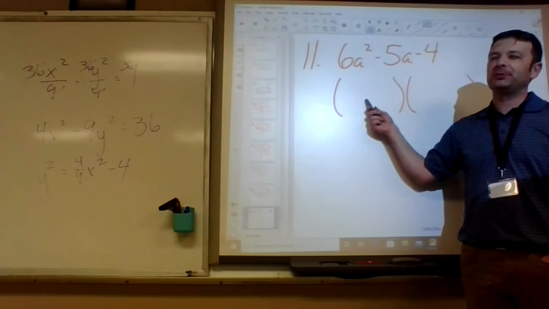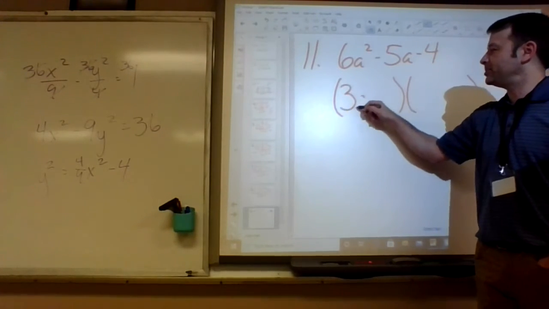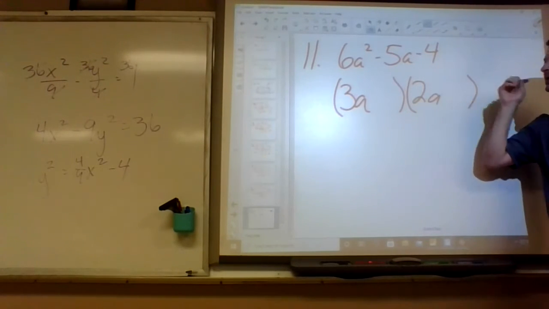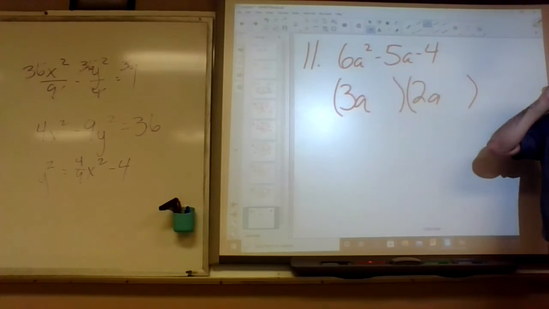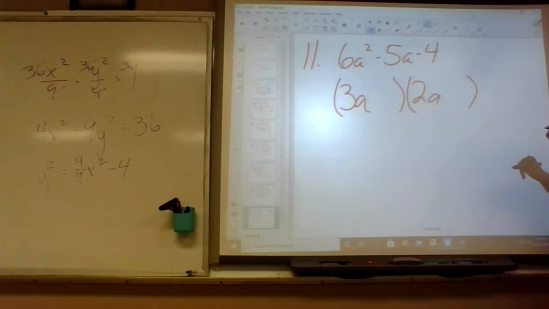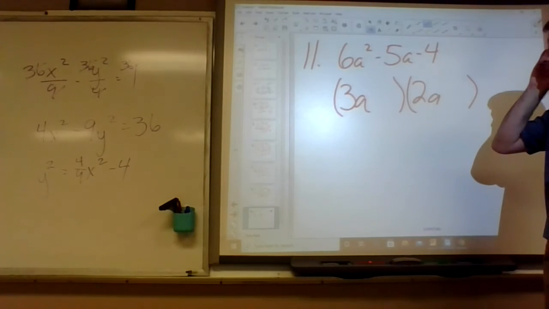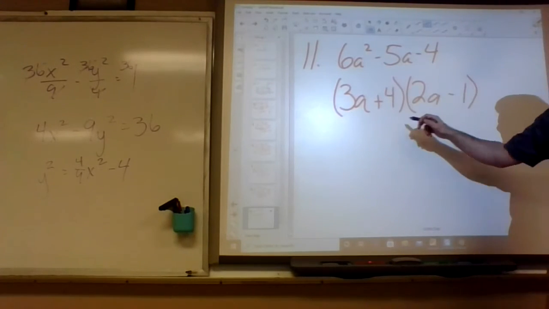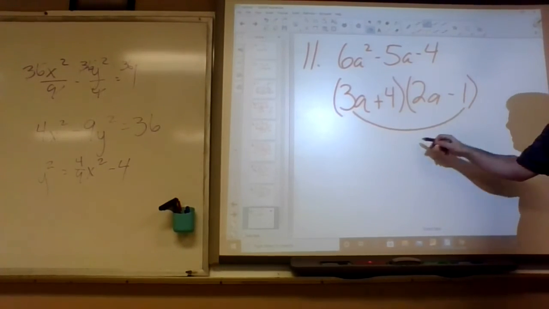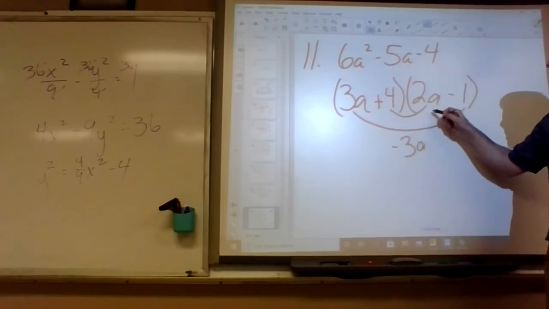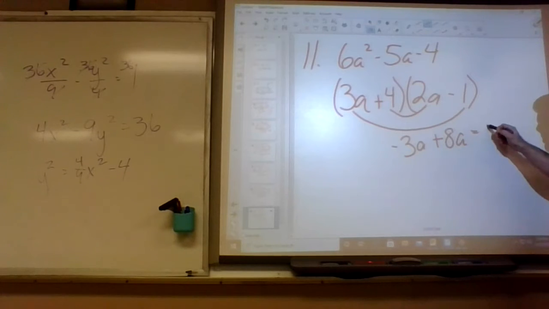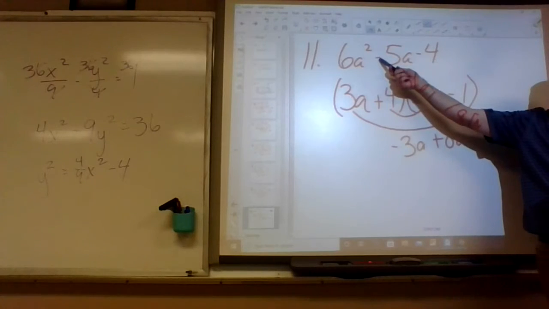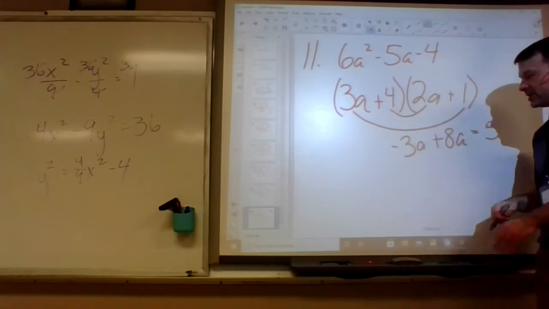Okay, what's going to go in front on this one? Probably 3A and 2A. Could be 6A and 1A. Did we ever do this one? No. Okay, what's going to go in back? Could be plus 2 minus 2. Could be plus 4 minus 4. Or plus 4 minus 1. Let's try plus 4 minus 1. If I do that, I get minus 3a on the outside. I get plus 8a on the inside, which gives me 5a. Okay, almost right. So what do I need to do? Switch the plus and the minus.